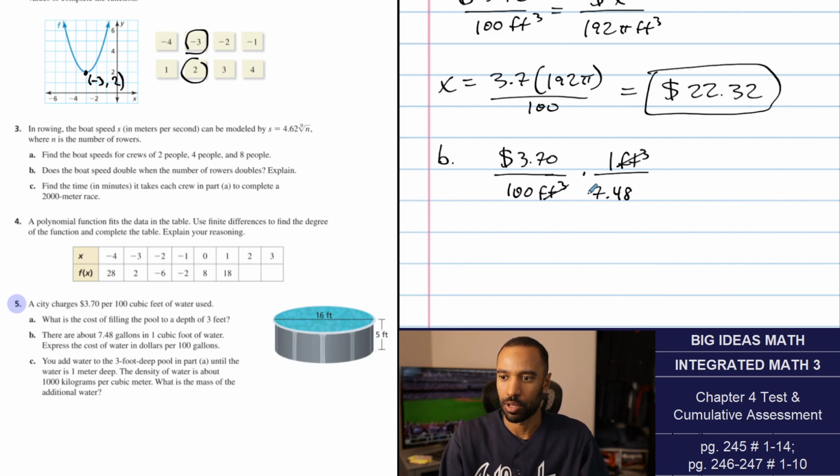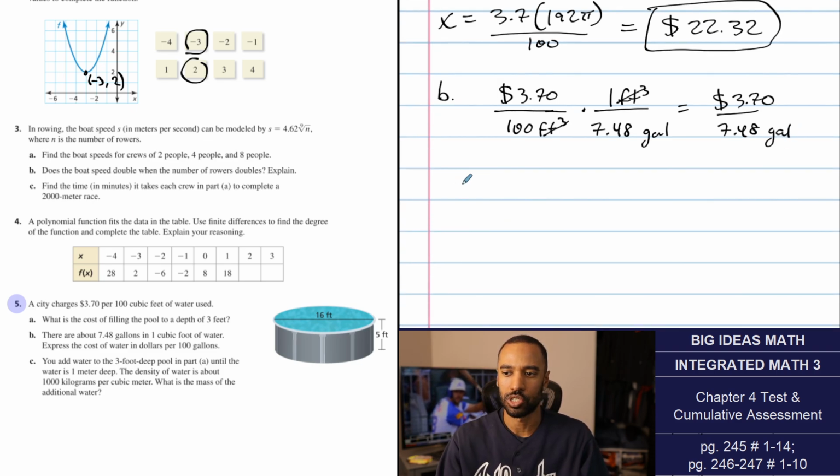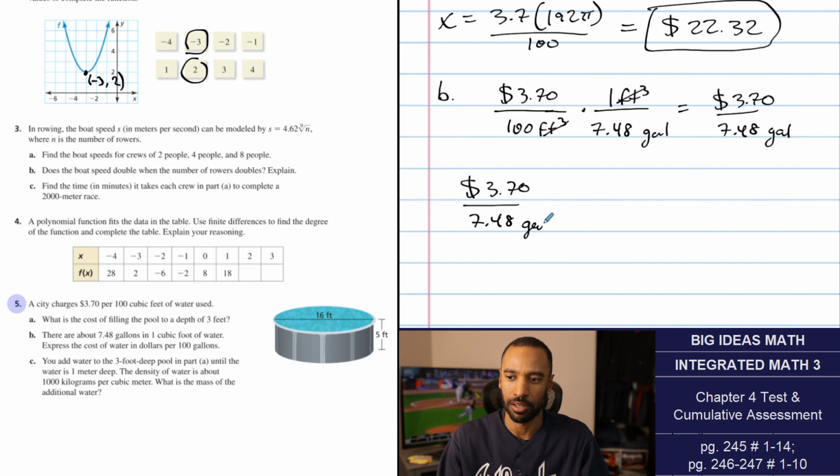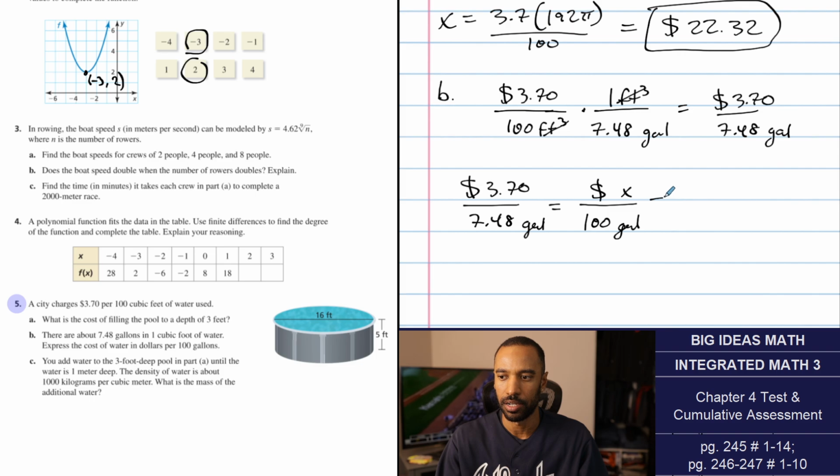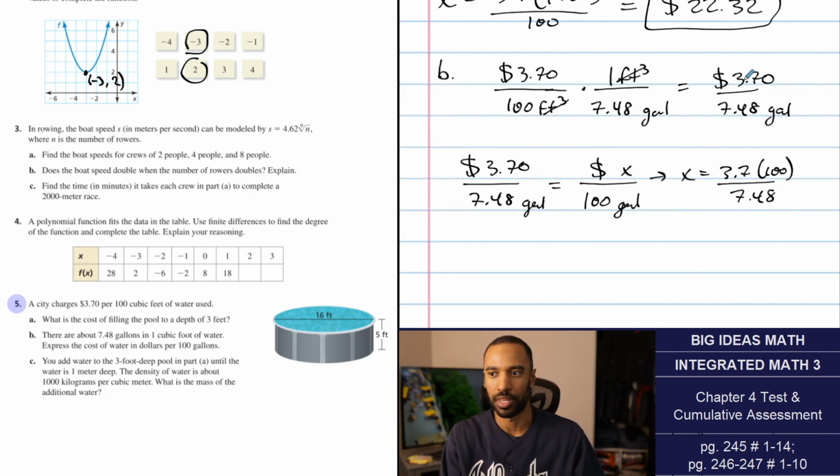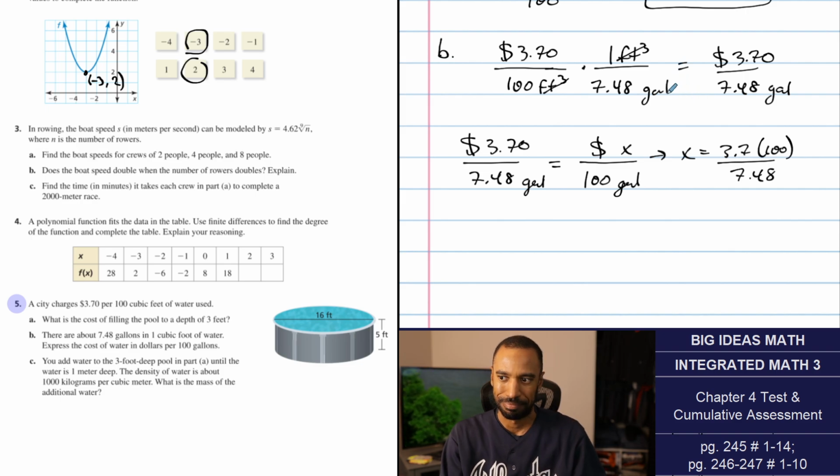So when this cancels out, oh, this is in gallons, by the way. So this is it for 7.48 gallons. Okay, so let's see. We have 3.70 over 7.48 gallons. We need to figure out for 100 gallons. So $3.70 per 7.48 gallons equals how much money per 100 gallons. Once again, we're going to multiply by 100 here, where X is 3.7 times 100 over 7.48. I just wasn't certain, but now I am.